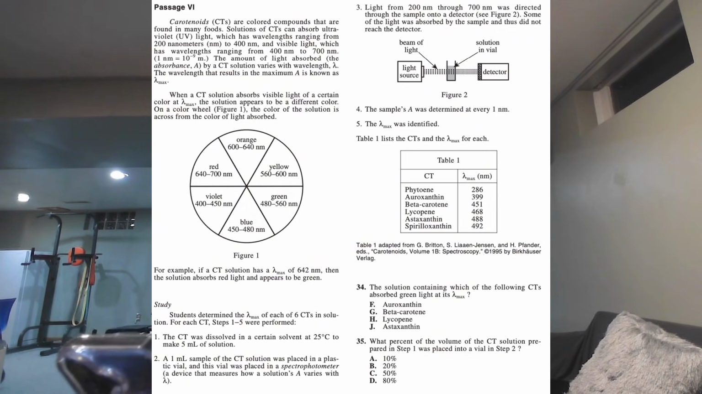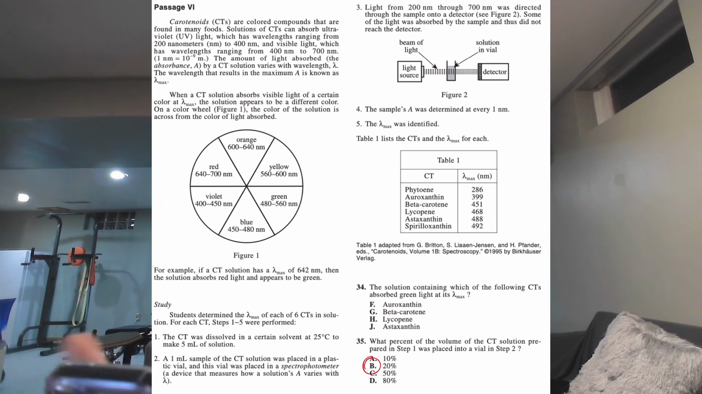Now, compared to step 2, let's see what step 2 says. A 1 milliliter sample, right? So we're going from 5 milliliters to 1 milliliter. So it's literally asking what percent of 5 milliliters is 1 milliliter, and that's 20%. So the correct answer will be B, right?